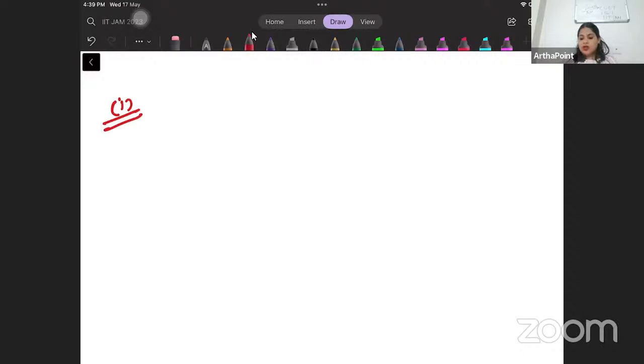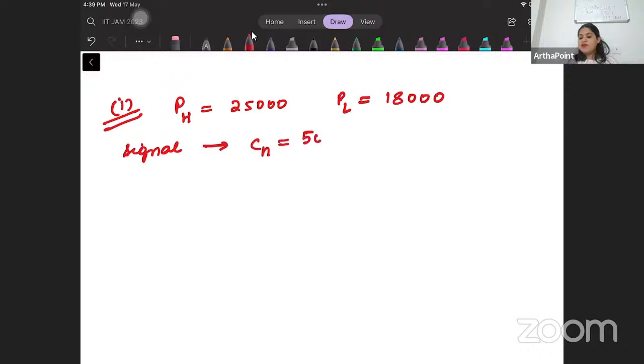So iski better condition likh lo, please. The condition for this is the following. You're given that the price of high is 25,000, the price of low is 18,000. You're given that the signal cost for high is 5,000. 5,000 में warranty का sign दे सकते हो. And the signaling cost for low is 9,000. ठीक है जी.